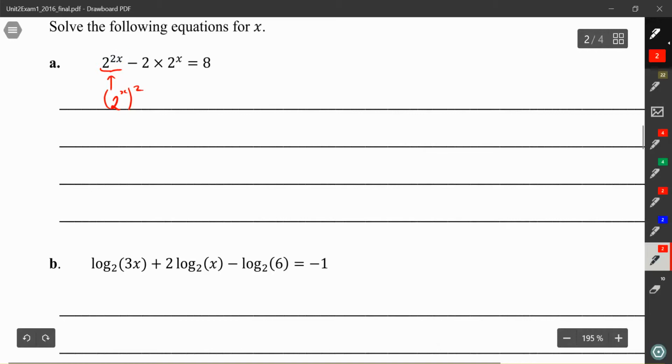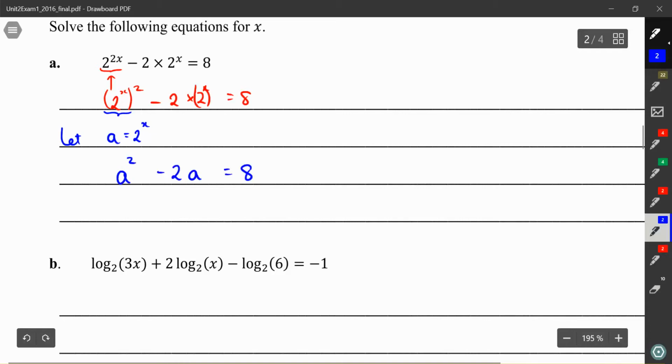So the reason why I'm writing it like this is because now you have minus 2 times, again, 2 to the power of x is equal to 8. Now, what would be convenient is if I replace this and I said, let a equal 2 to the power of x. If I do that, then technically I now have a squared minus 2 times a equals 8. And that is so much easier. That's a quadratic problem, minus 8 on both sides.